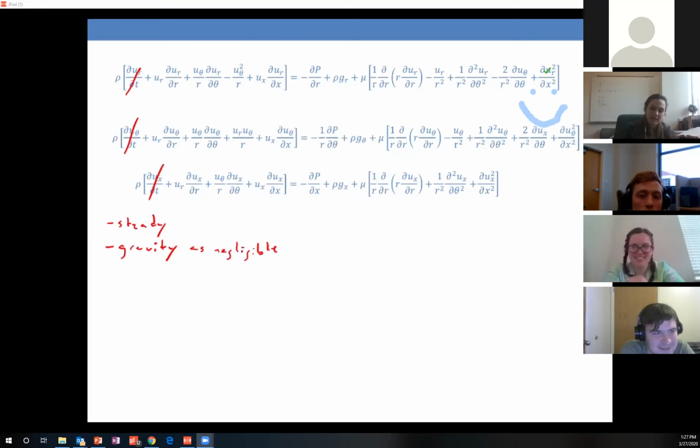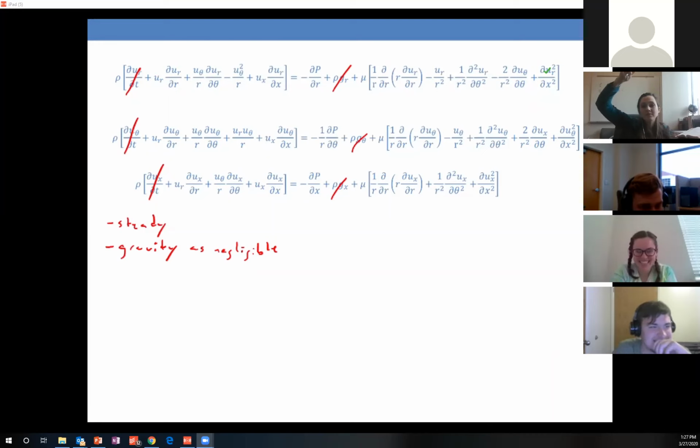Okay, so what goes away? Gravity terms. Just all the gravity terms. We don't even need to think about whether gravity is acting in that direction or not, just get rid of it. Okay, steady. Gravity is negligible.